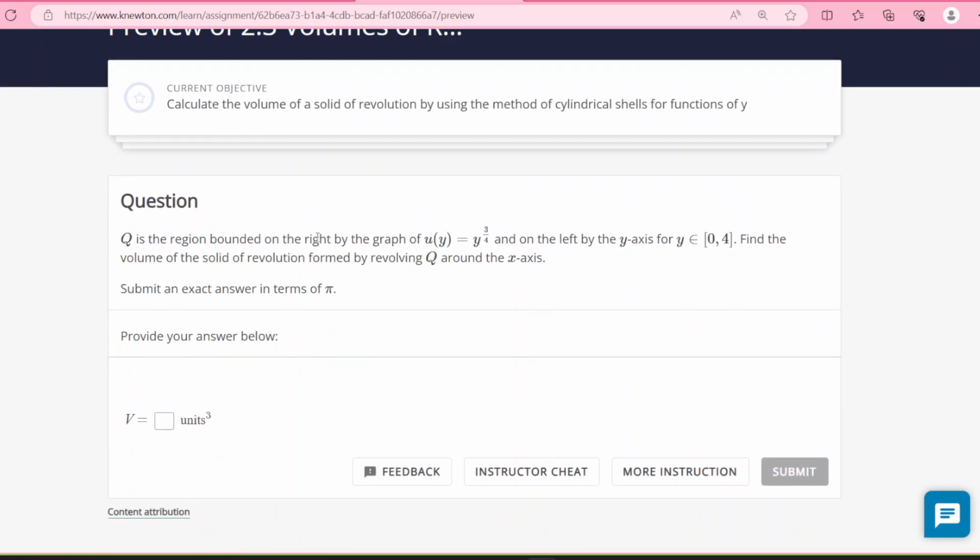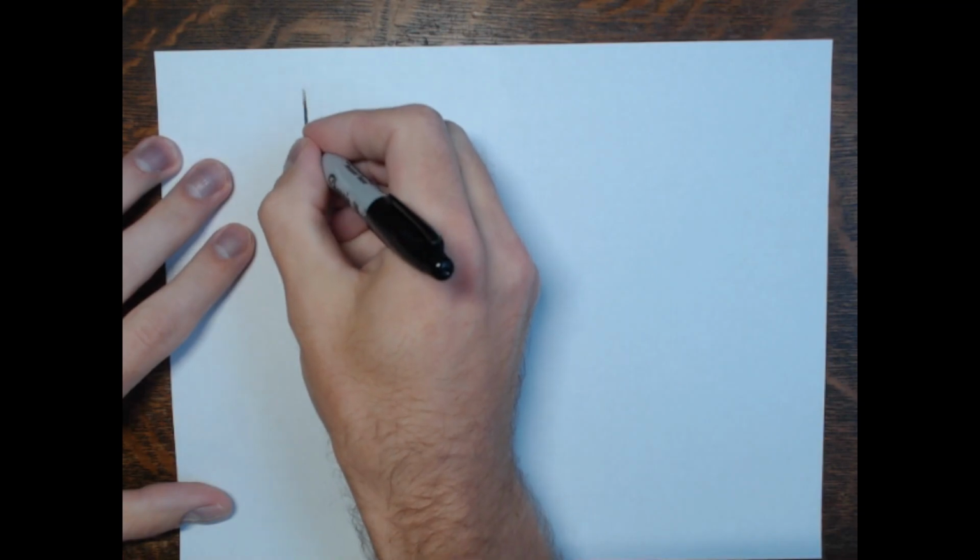So again, we're described some region on the xy plane, bounded on the right by u of y or x equals y to the 3/4 power, and on the left by the y-axis, and we're only looking between y equals 0 and y equals 4. Find the volume of the solid of revolution formed by revolving this region around the x-axis. Okay. So just like the last example, going to draw this region they're describing.